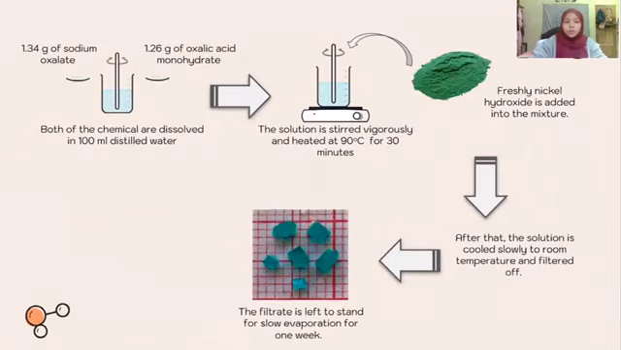And then two chemicals, which are sodium oxalate and oxalic acid monohydrate, are dissolved in 100 ml of distilled water, and then the solution is stirred vigorously and heated at 90 degrees Celsius for 30 minutes, and the fresh nickel hydroxide is added into the mixture and stirred continuously. After that, the solution is cooled slowly to room temperature and filtered off. So the filtrate is taken and left to stand for slow evaporation for 1 week. Therefore, green emerald crystal solid is obtained and the complex is successfully synthesized.